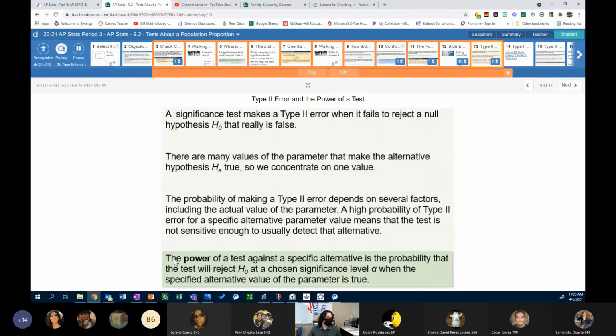All right. The power of a test against a specific alternative is the probability that the test will reject the null hypothesis at a chosen significance level alpha when the specified alternative value of the parameter is true. So essentially, it's the probability that we will correctly reject the null hypothesis when this particular value of the probability is the true value. We want a higher power because that means our test will more often correctly tell us to reject the null hypothesis.